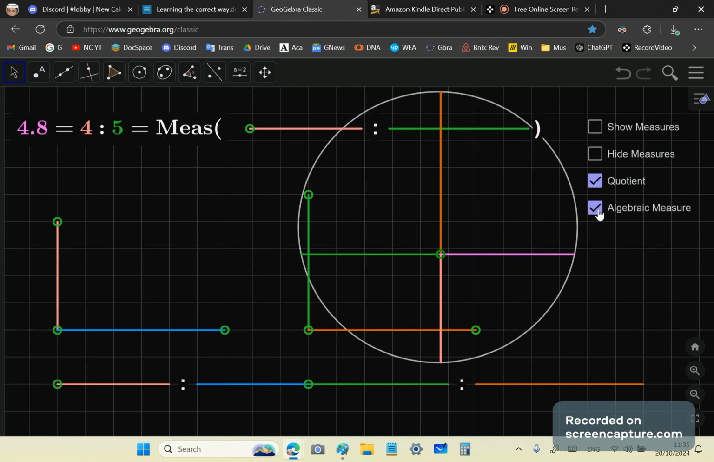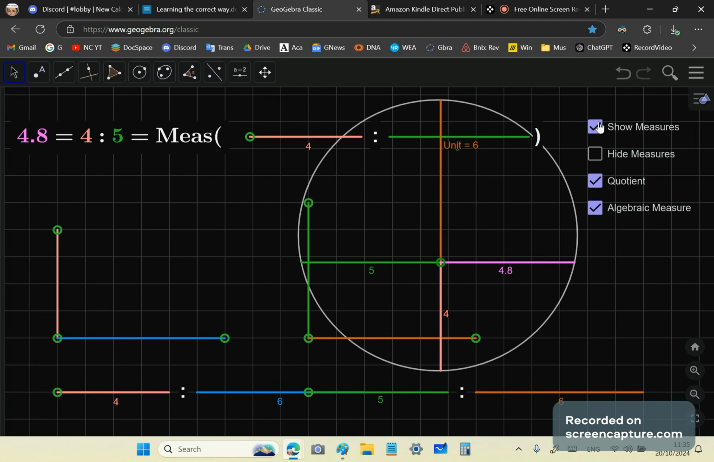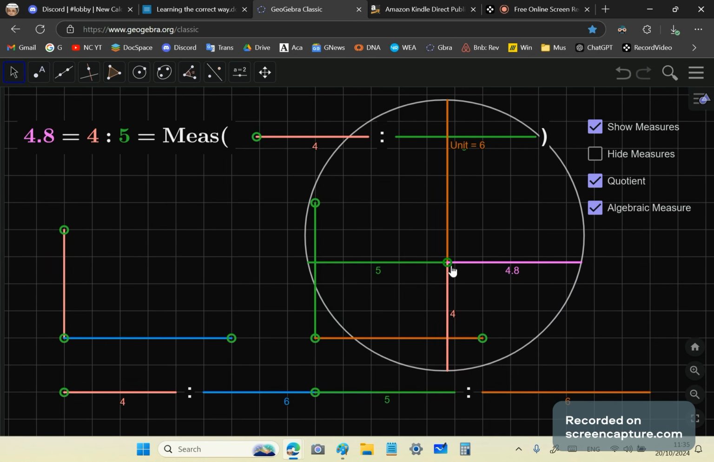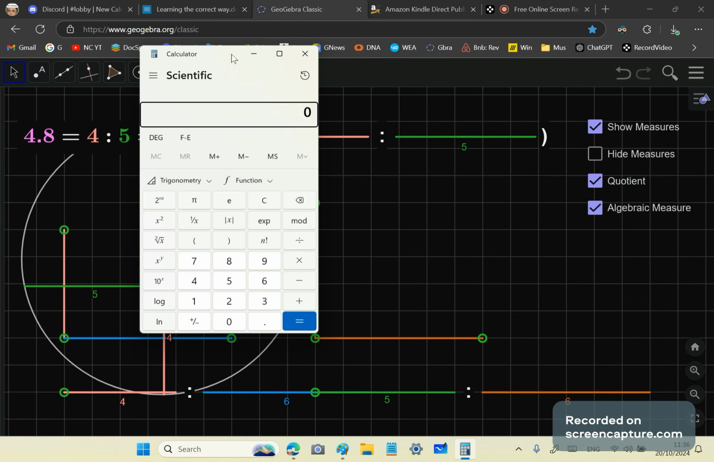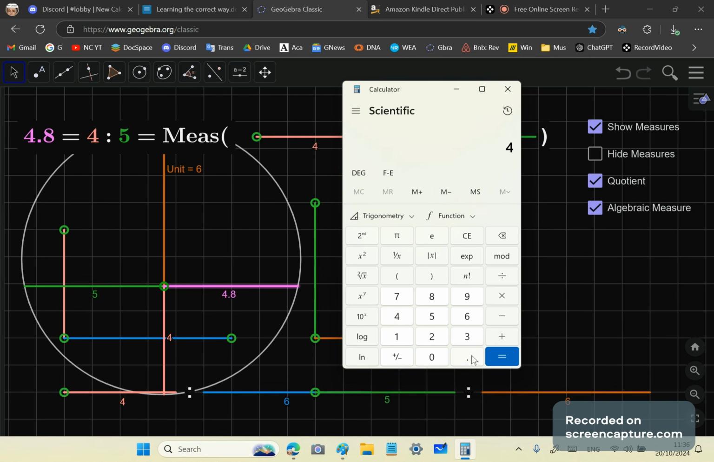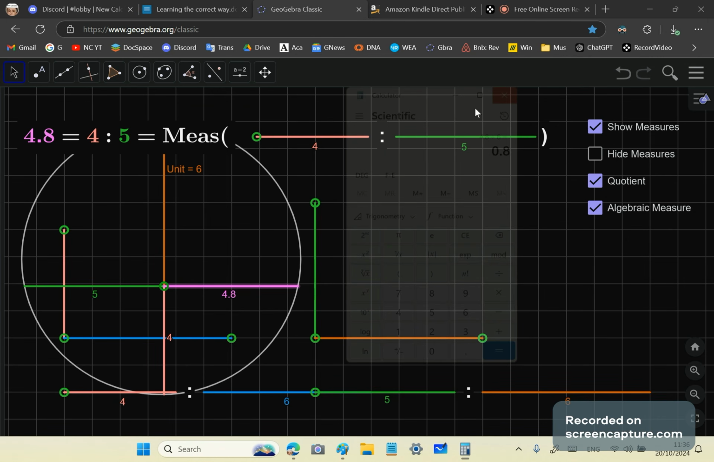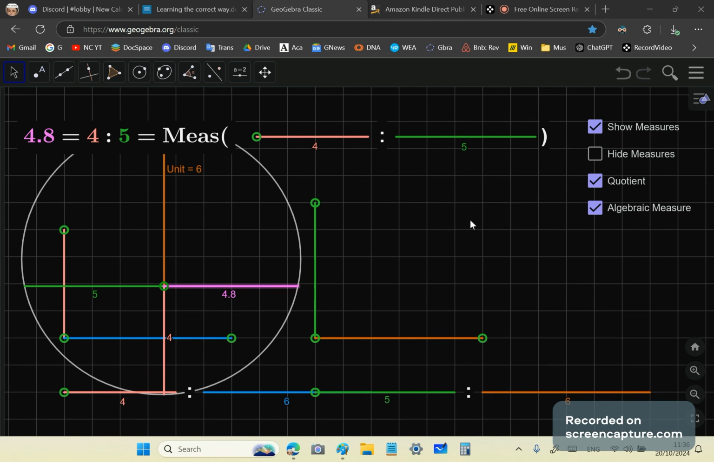So if you look at the algebraic measure, what we're looking at here now is the result, which is this magenta line, and it's measured in terms of 6. So if you say 4.8 divided by 6, the answer is 0.8, right? And that's correct because 4/5 is 0.8, isn't it?